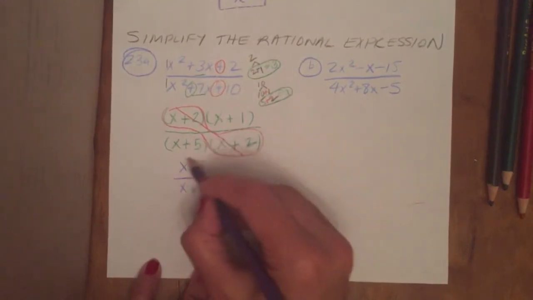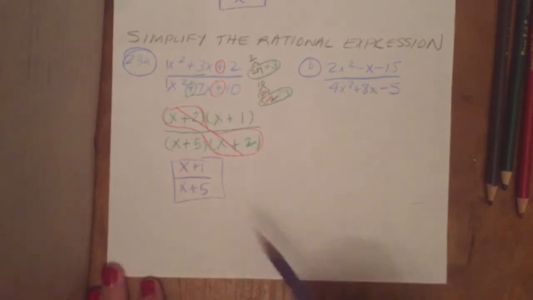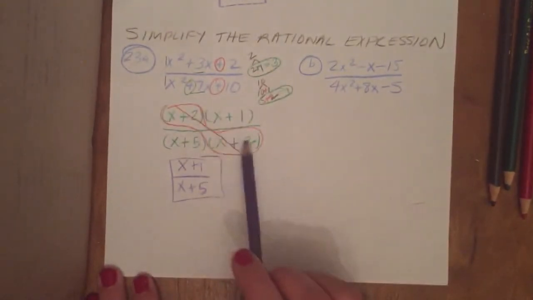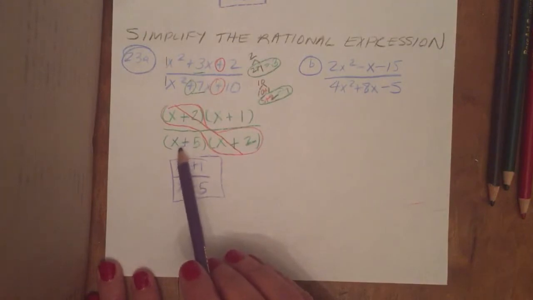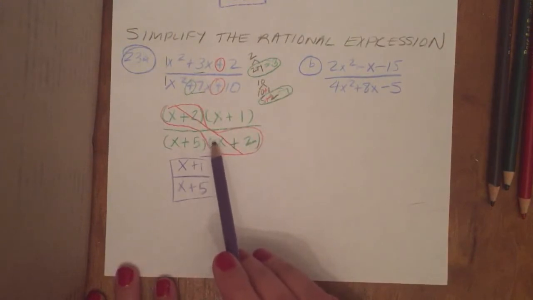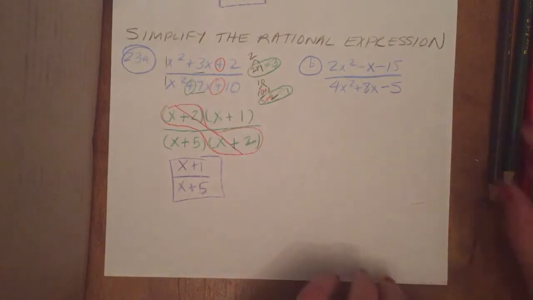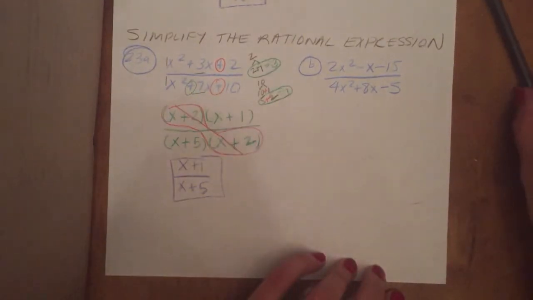And that is the simplified form of 23a. We're not graphing. We're not looking for holes and asymptotes. There is a hole here at -2. The vertical asymptote is at -5. We can discern all that information, but we're not paying attention to it as a function right now. We're just looking at it as an expression. All right, so let's look at the second one.